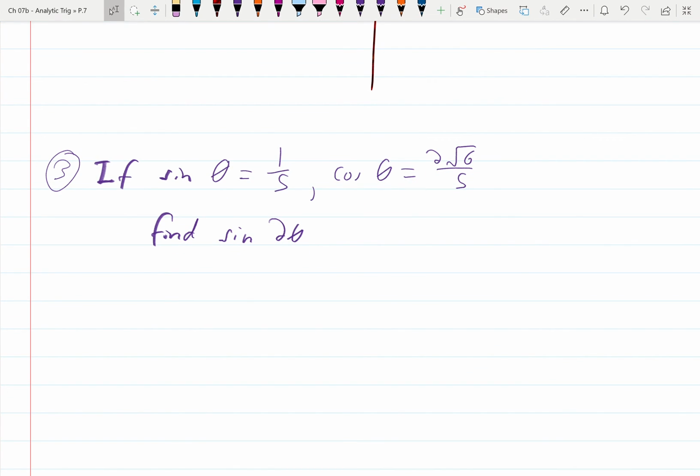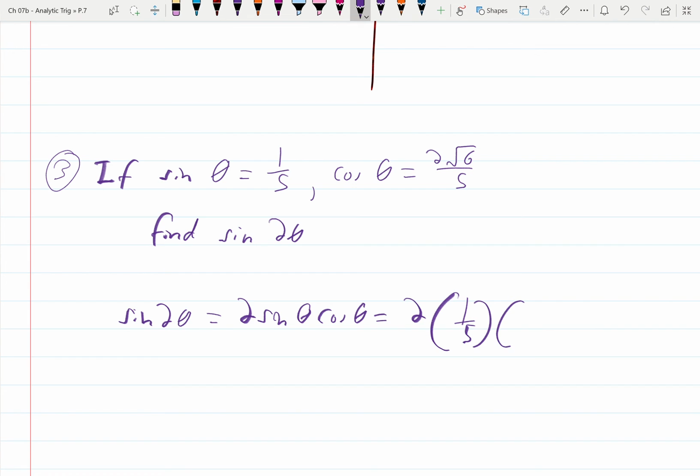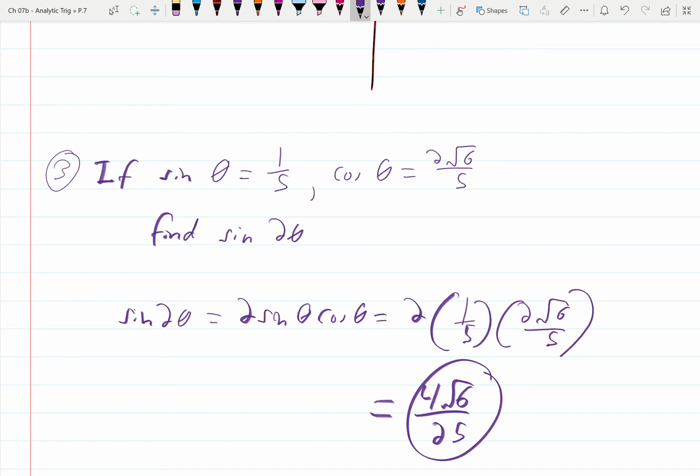It's not a hard one, because what's the identity for sine 2 theta? 2 sine theta, cosine theta. This is just a direct substitution. 2 times 1/5, times 2 root 6 over 5. Multiply, and you get 4 root 6 over 25. Done.